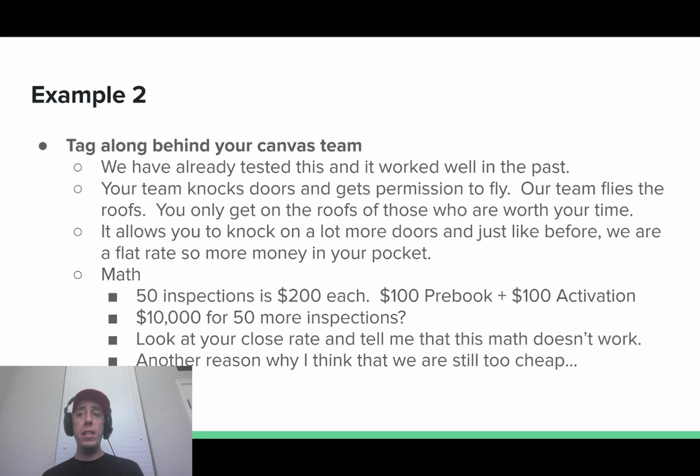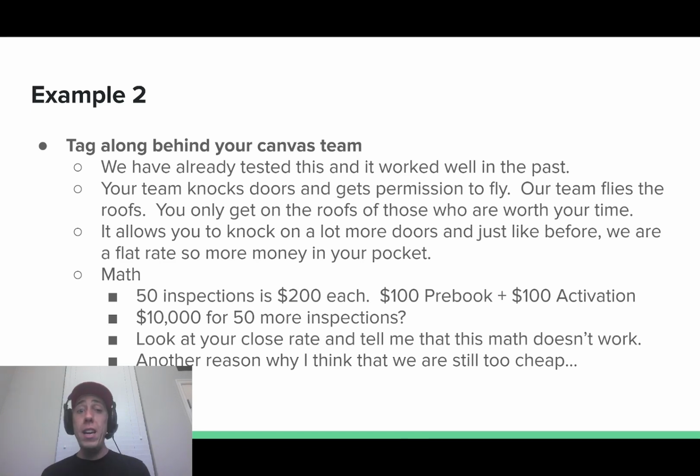All they have to do is have the gall to go up there, knock on those doors, get that permission, and then go to the next one. And then our team will follow behind you and fly those roofs so that the door knockers can continue to knock more doors and get more permission, all right?